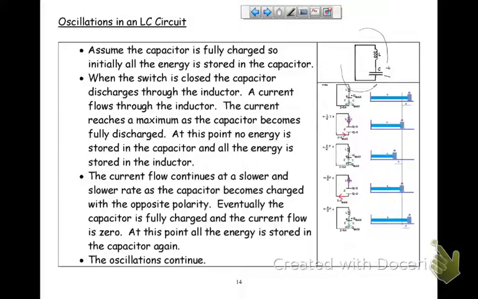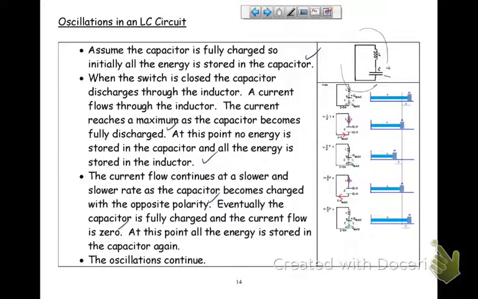So we say, assume a capacitor is fully charged, so initially all the energy is stored in the capacitor. When the switch is closed, the capacitor discharges through the inductor, a current flows through the inductor, and the current reaches a maximum as the capacitor becomes fully discharged. At this point, no energy is stored in the capacitor, and all the energy is stored in the inductor. The current flow continues at a slower and slower rate as the capacitor becomes charged with the opposite polarity to what it started off with. Eventually, the capacitor is fully charged and the current flow is zero. At this point, all the energy is in the capacitor again, and it continues backwards and forwards.